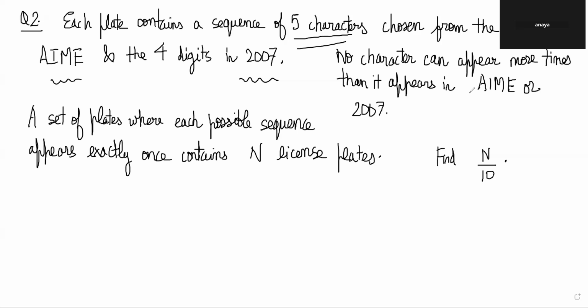Which characters can be repeated here? Zeros. How many times can zeros be put? 2 times. Oh, so you divide the entire thing by 2 factorial. Is it guaranteed that every time you have to take two zeros? No, that's also the same.